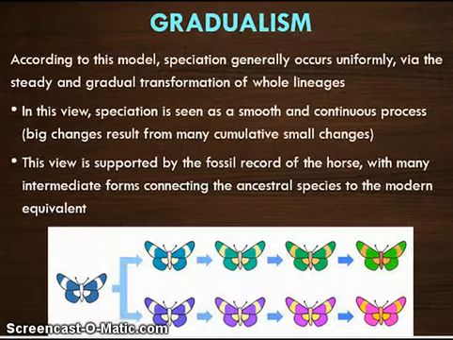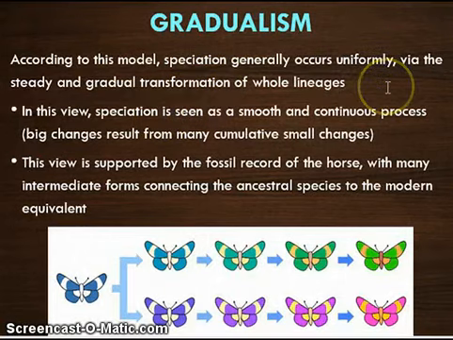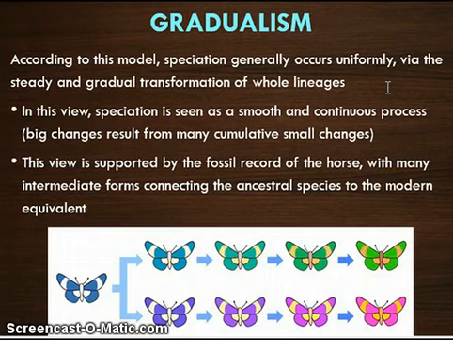Looking a little bit more closely at gradualism, in gradualism we see that speciation generally occurs uniformly through the steady and gradual transformation of the whole lineage. So what we would see here is that the speciation or forming of new species would be a smooth and continuous process, meaning that a big change happened from many cumulative small changes.